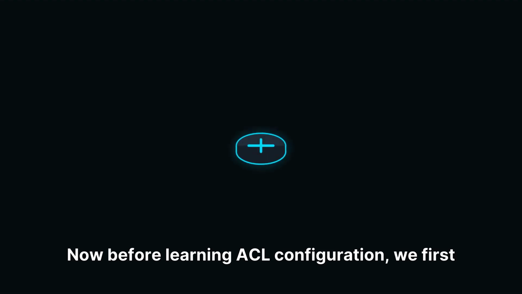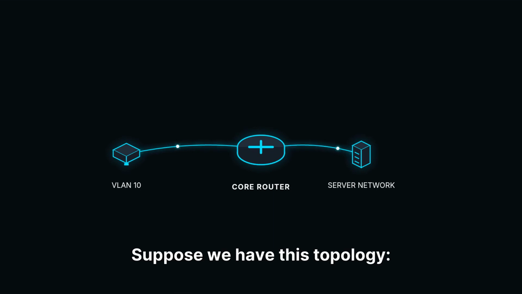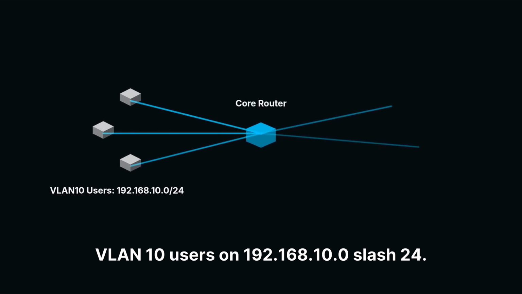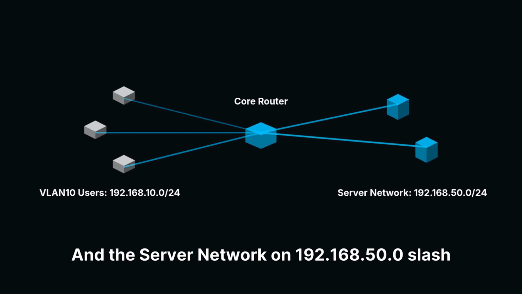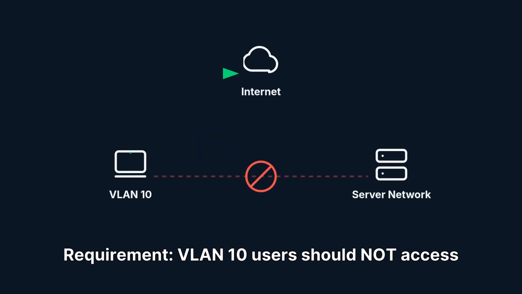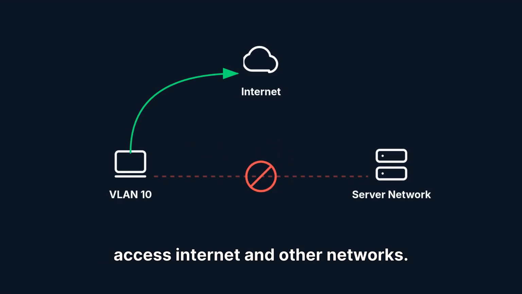Now, before learning ACL configuration, we first need to understand how routers process packets. Suppose we have this topology. VLAN 10 users on 192.168.1.0/24, a router, and the server network on 192.168.5.0/24. Requirement: VLAN 10 users should not access the server network, but they should still access internet and other networks.